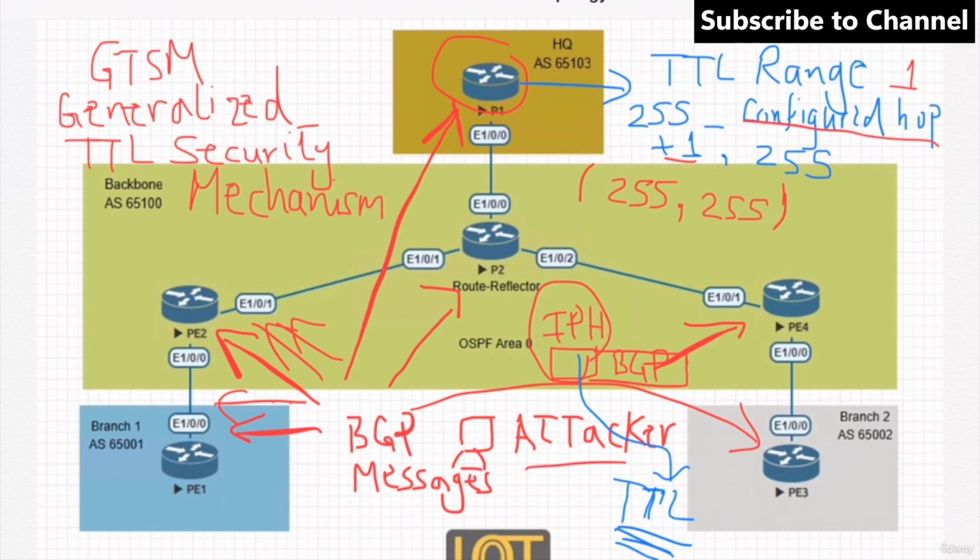So if we configure the valid TTL hops to be 1 on both BGP routers in the network, for example between the HQ router and the P2 router, we have to add the configured hops as 1 to have the same range, 255 and 255. That will make the two routers accept BGP messages from each other, and the attacker BGP messages will be dropped. If we set the configured number of hops to be 2, that means the valid TTL range will be 254 to 255. Any other TTL numbers smaller than this range will be dropped.